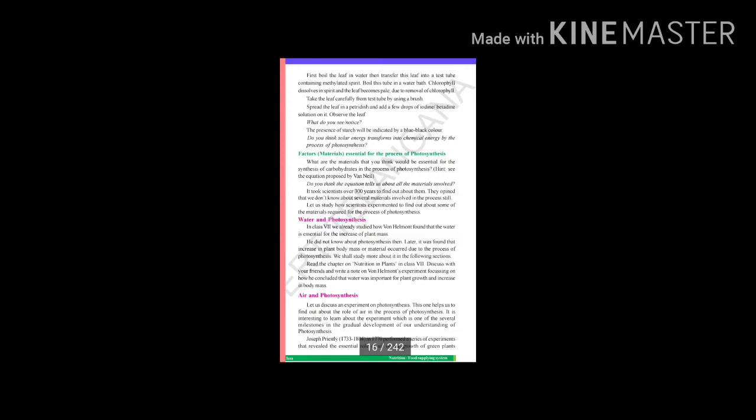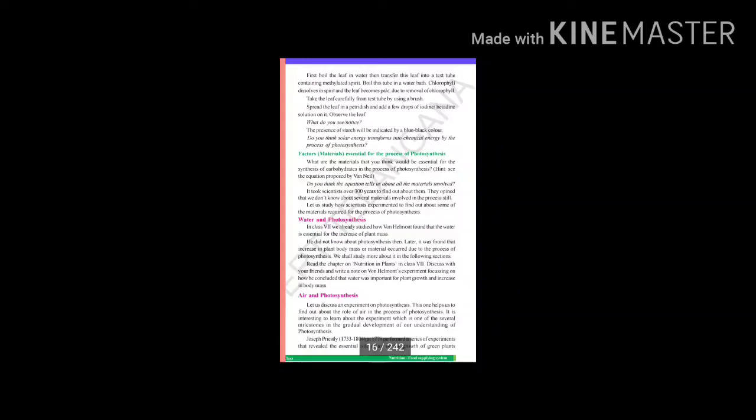Next, let us see here factors or materials essential for the process of photosynthesis. What are the materials that you think would be essential for the synthesis of carbohydrates in the process of photosynthesis? Hint: see the equation proposed by Van Niel. Again, the same equation we have to write in detail. Do you think the equation tells us about all the materials involved?